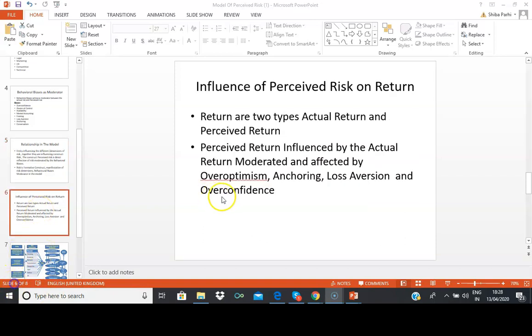So let us see the influence of the perceived risk on the return. Returns are of two types, the actual return and the perceived return. Perceived return is influenced by the actual return, moderated and affected by the over optimism and the behavioral biases.